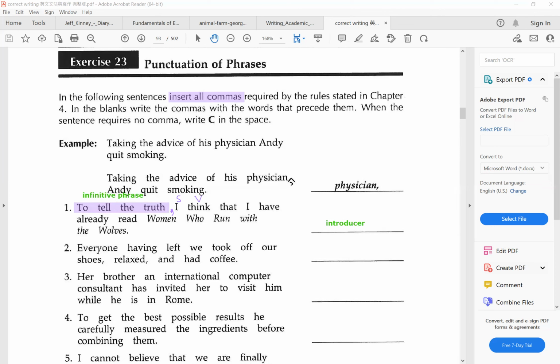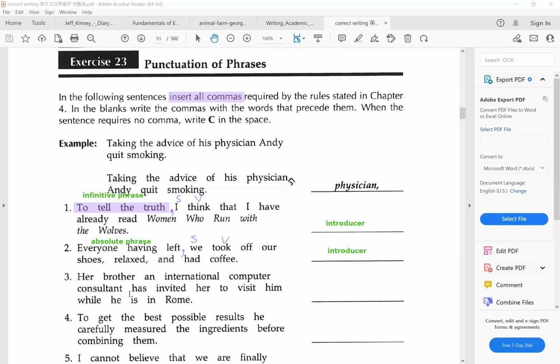And if we look at number 2, everyone having left. So we need a comma here. Same thing, because we have what we call an absolute phrase before our independent clause. So we took off our shoes, relaxed, and had coffee, pardon me. Okay, so that's also our introducer comma.